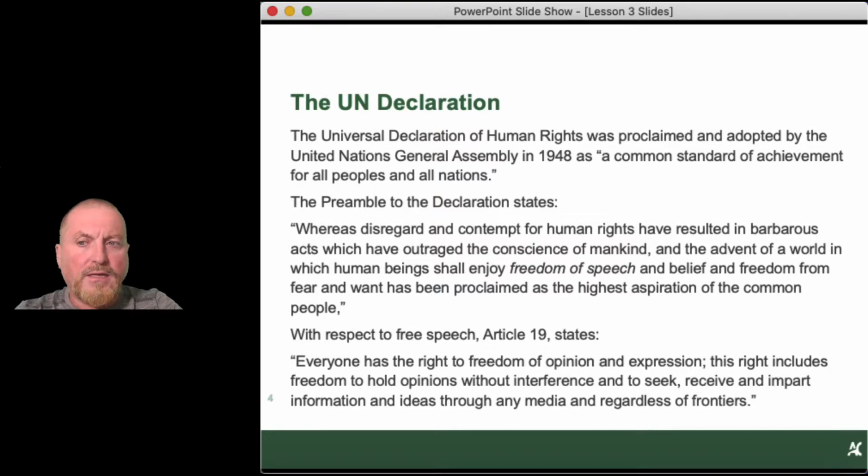And the Declaration with respect to free speech, Article 19 states, everyone has the right to freedom of opinion and expression. This right includes freedom to hold opinions without interference, and to seek, receive, and impart information and ideas through any media and regardless of frontiers.